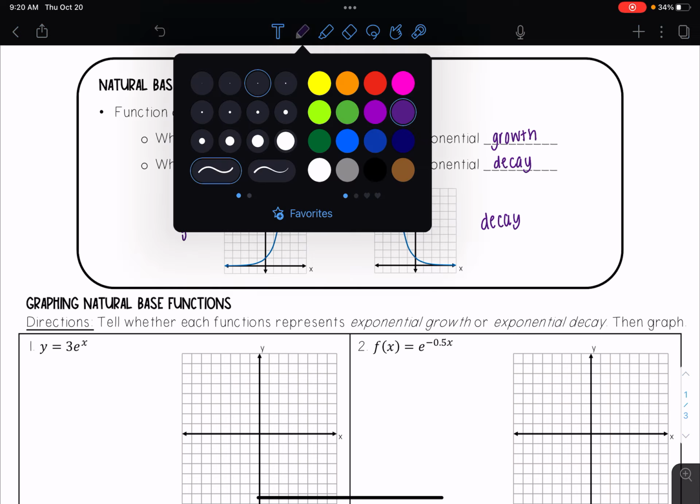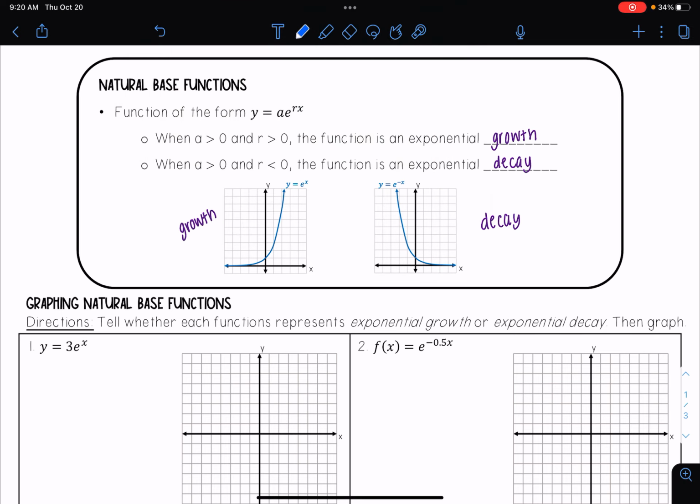And so we see here again that our asymptote is the x-axis. We see for both these functions that the function gets closer and closer to the x-axis, but it's never going to quite touch it.